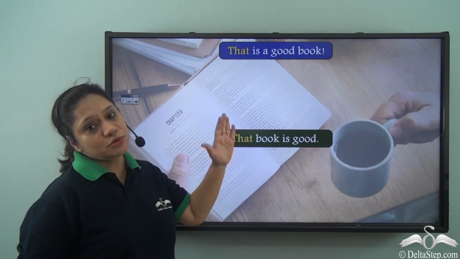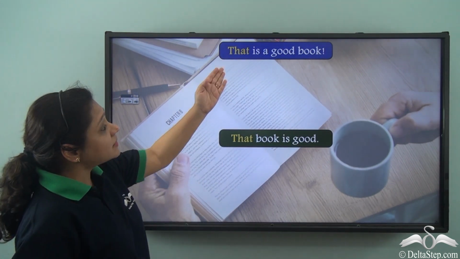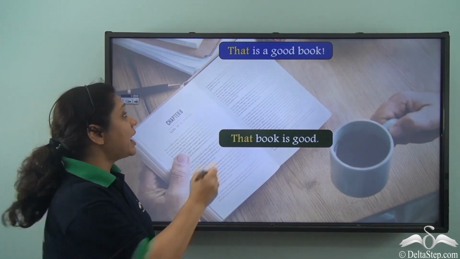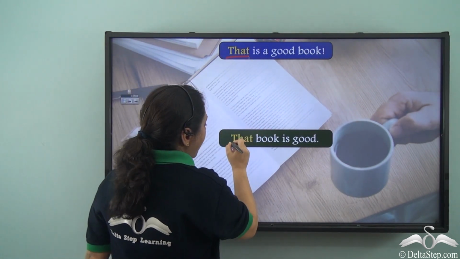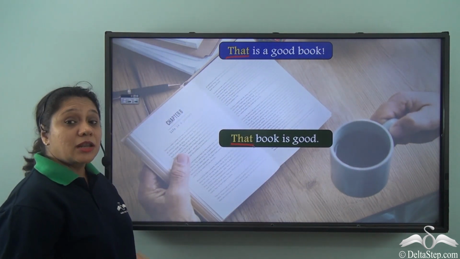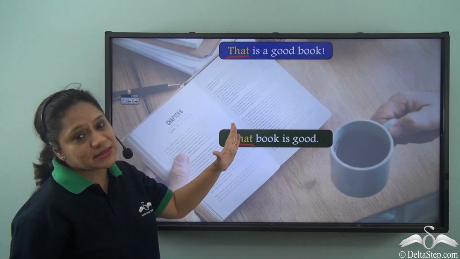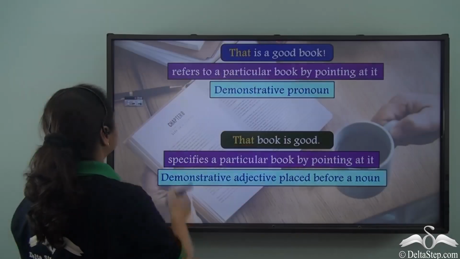Now let us read the two sentences here. That is a good book. That book is good. Now we have used that in both the sentences. Now, is it functioning as a determiner in both the sentences? Let us see.